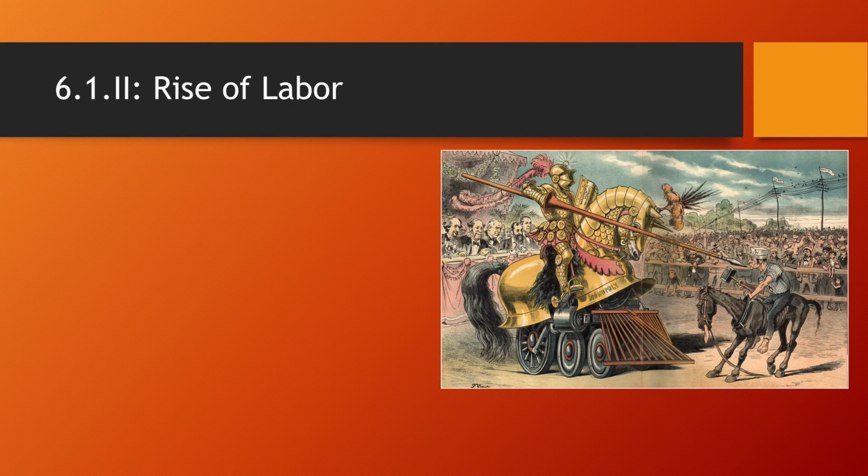Well, let's look at the rise of labor. And I always like this cartoon here. Right? We see monopoly versus labor. It's pretty obvious who's going to win.